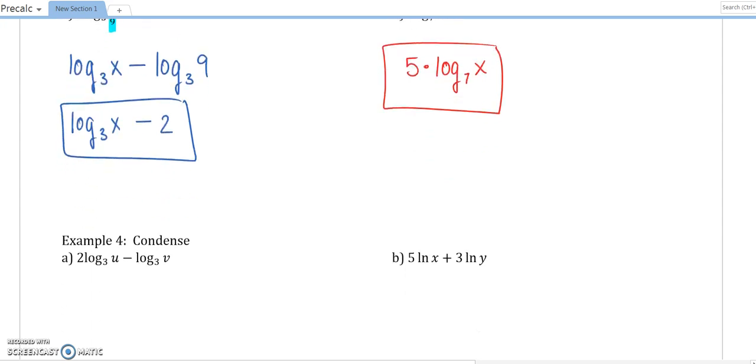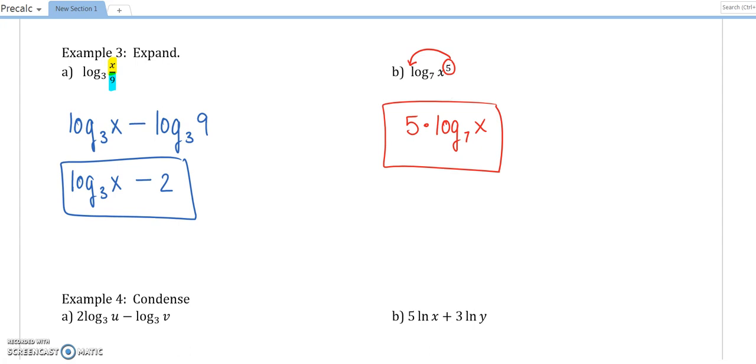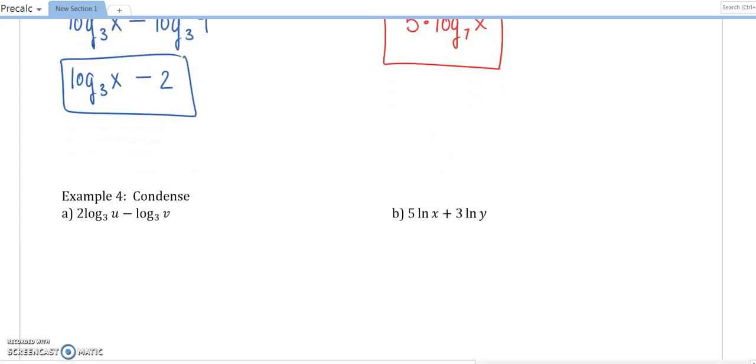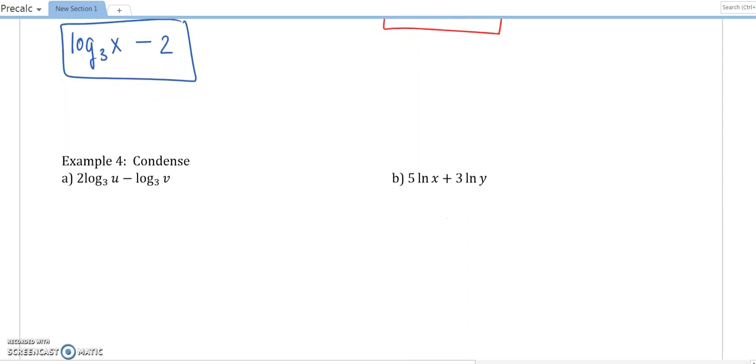Alright, last set of examples. That was expanding. That's where we take one logarithm and stretch it out into a bunch. Example 4, this is condensing. So now we're trying to take separate logarithms and condense them into one single log. This is going to be really important when it comes to solving. It helps us solve. So it's really important that we're able to do it now so that later when we solve, that part of the problem is a piece of cake.